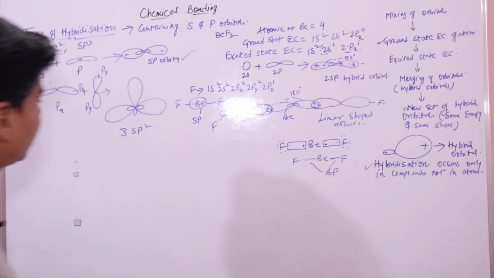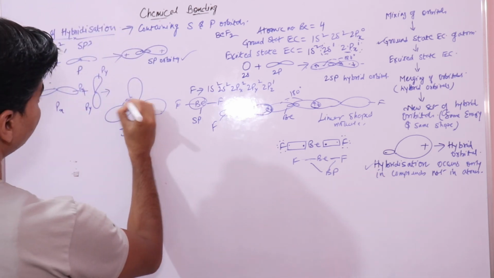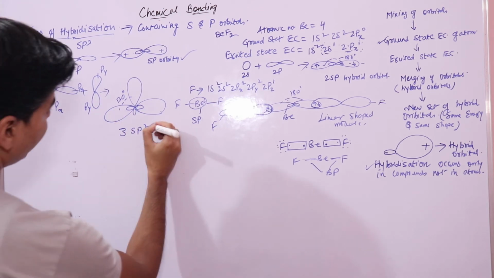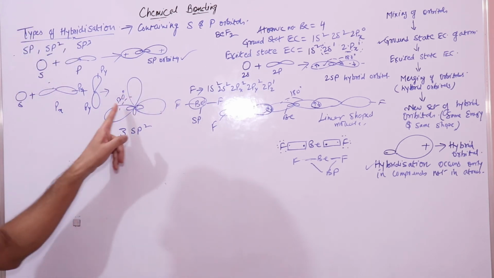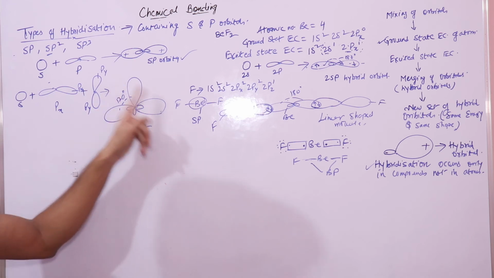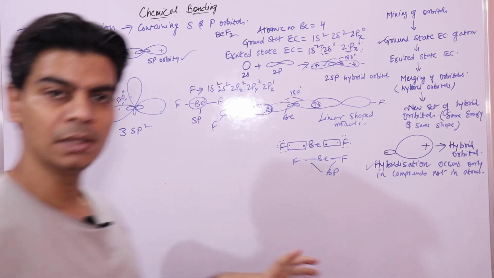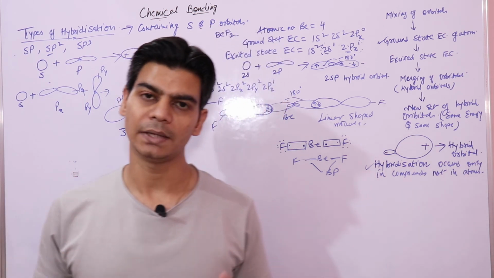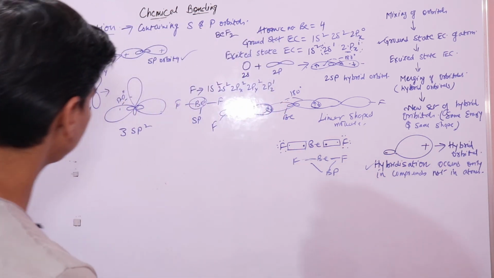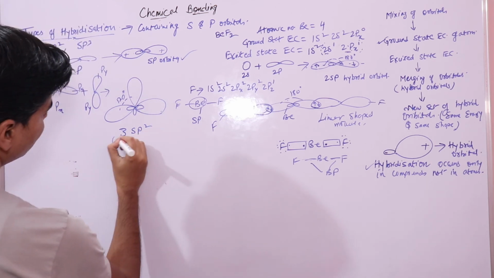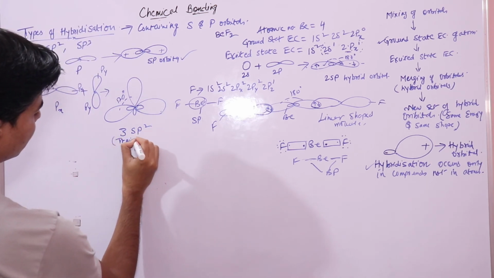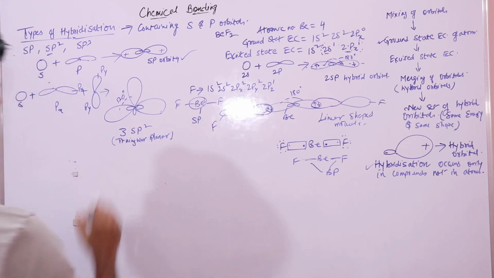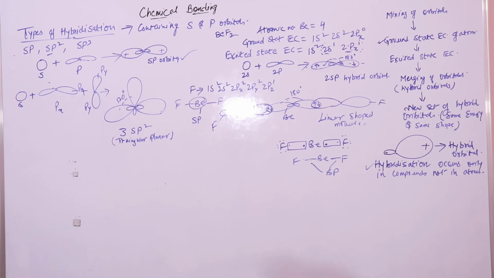The angle between the sp2 hybrid orbitals is 120 degrees, right? And their shape is triangular planar, right? Since the angle between these 3 hybrid orbitals is 120 degrees, the shape of the sp2 hybrid orbitals would be triangular planar, right? So its shape would be triangular planar, right?